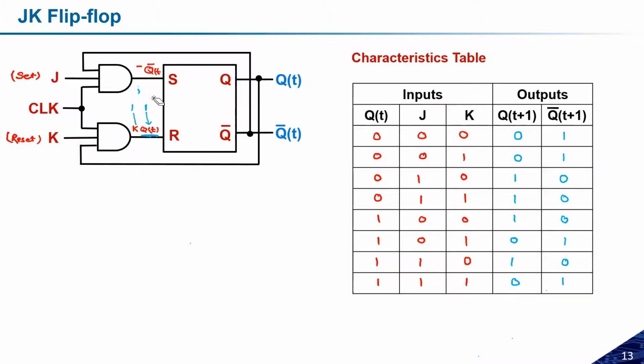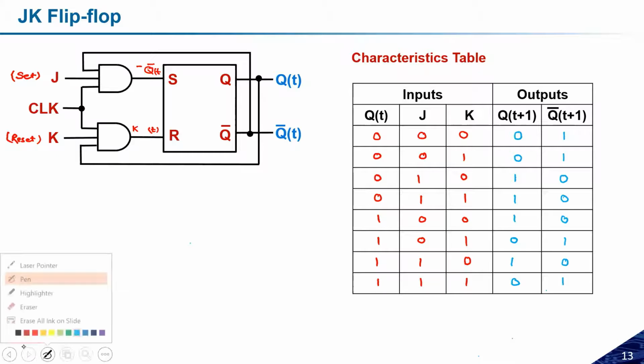Okay, so if anyone has any doubt, then you can ask the question. Anyone has any doubt at any point of time? If you have any doubt, you can ask. Okay, fine. So this is how the characteristics table looks like.